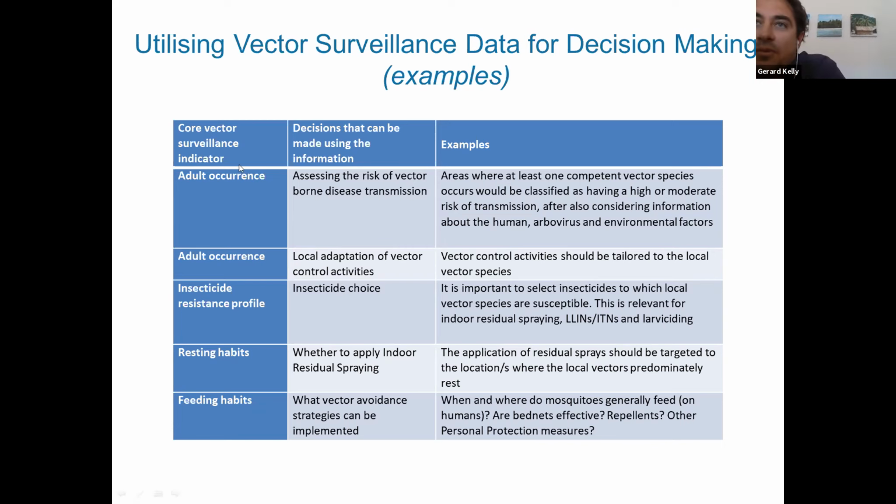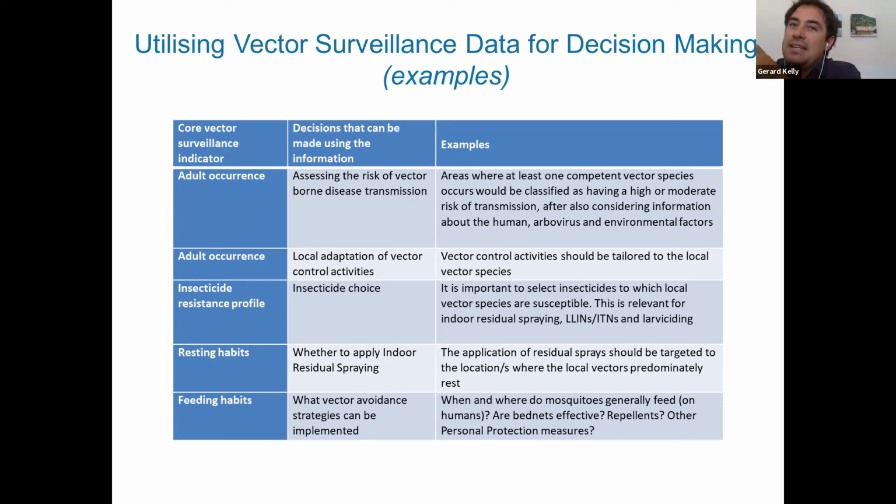Adult mosquito occurrences we just chatted about, it's fairly obvious. Insecticide resistance, the same thing. It's important to select insecticides to which the local vector species are susceptible, so it's relevant for indoor spraying. LLINs and ITNs are mosquito nets, and then there's larviciding, which is when we're basically trying to kill the pupae in the breeding sites.